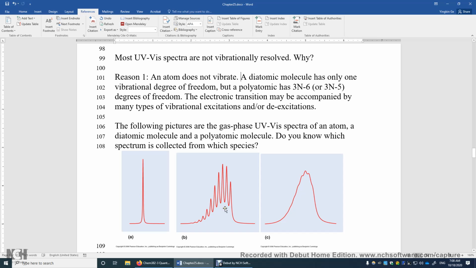This is the UV-Vis spectrum of a diatomic molecule. And you may observe this electronic transition being accompanied by vibrational transitions. Over here, this is a polyatomic molecule with many different vibrational modes. So that's why this UV-Vis spectrum is not vibrationally resolved. You cannot see any sharp peaks because there might be hundreds of different peaks overlapping each other.